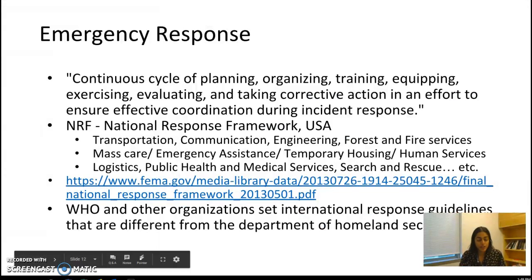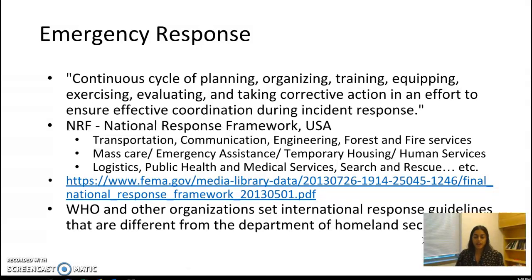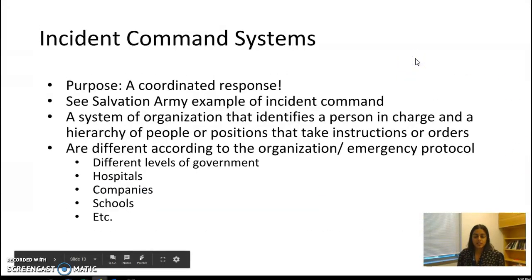So WHO, the World Health Organization, and other organizations set international response guidelines. So those are the federal United States ones, but there are other ones on an international level, in different countries. There are also incident command systems and emergency protocols that differ maybe a little or significantly from our Homeland Security system. So that would be interesting to look into further as well if you have the interest.